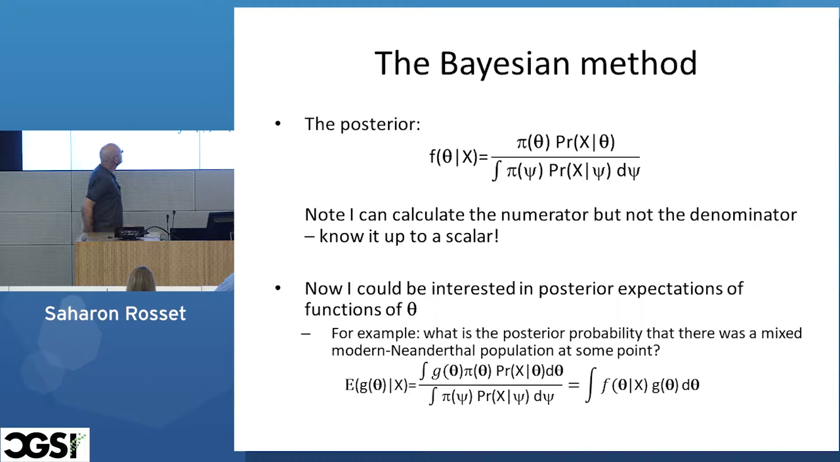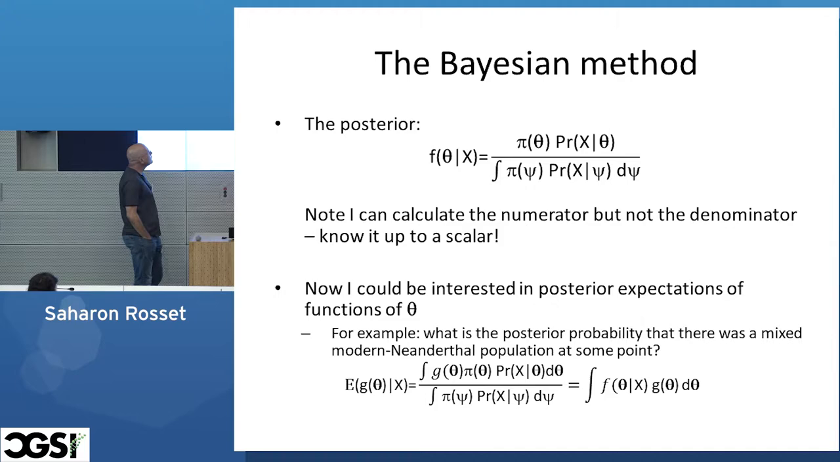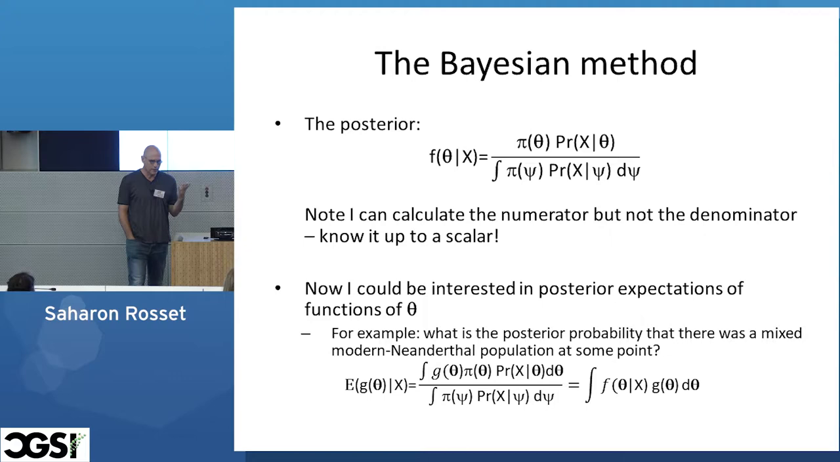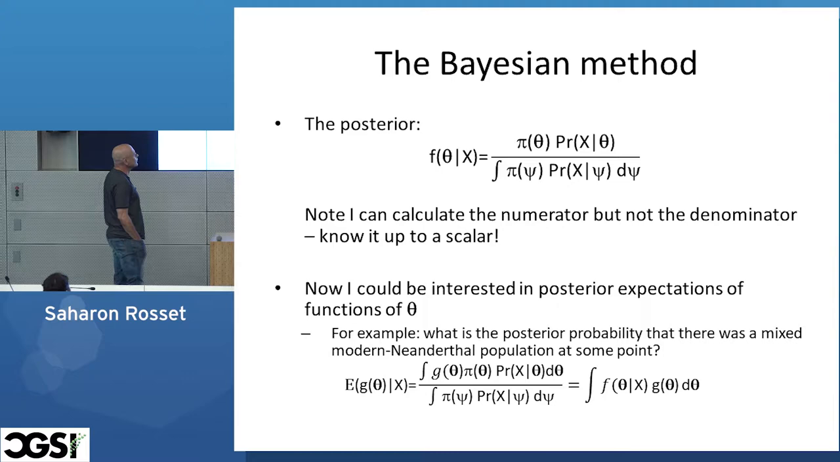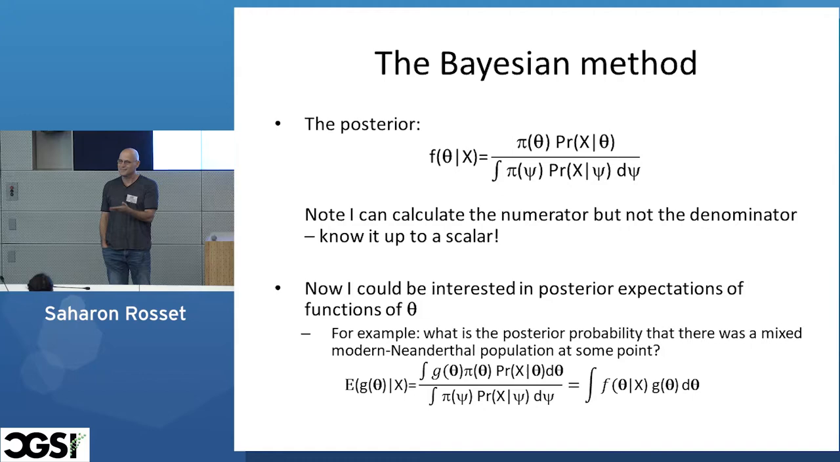Okay, and what would I want to do with this? The most common thing I would want to do with this is infer things about the posterior probability. For example, if one of my parameters is whether there was a mixed population of humans and Neanderthals living together at some point in time, then I could ask what's the posterior probability that there was a mixed population. So G would be an indicator function, say one in configurations where there was a mixed population and zero in configurations where there wasn't. And this gives me the posterior probability.